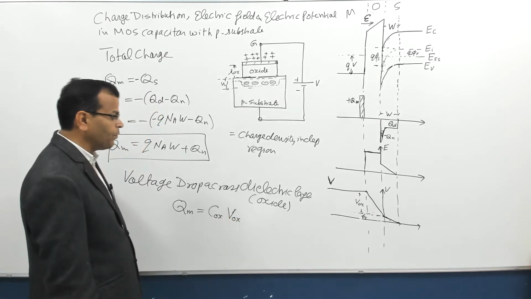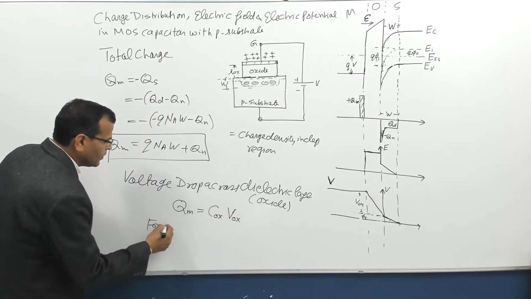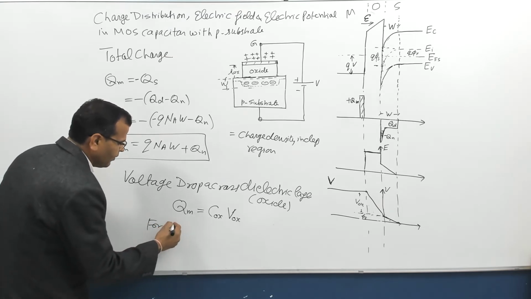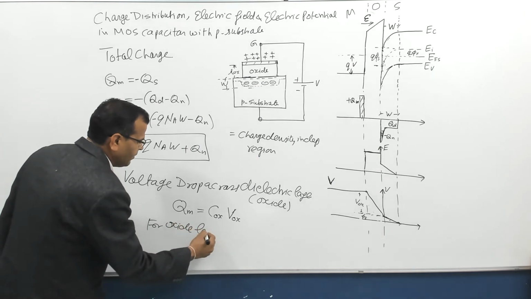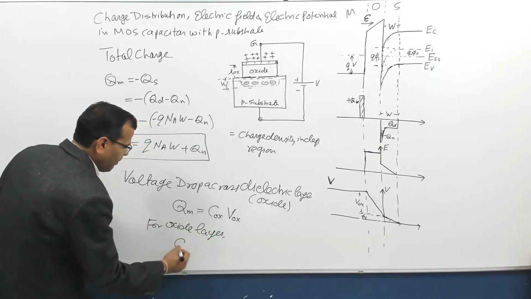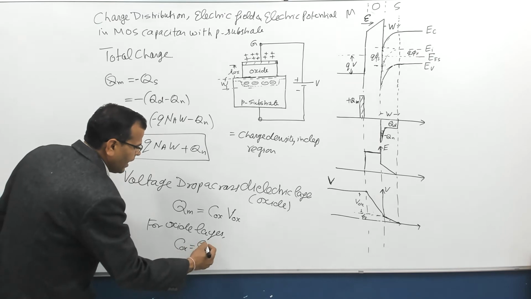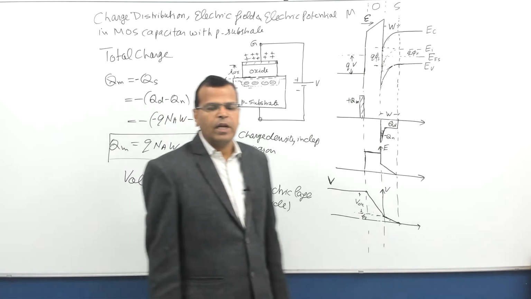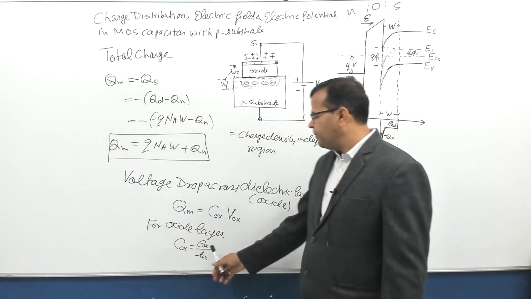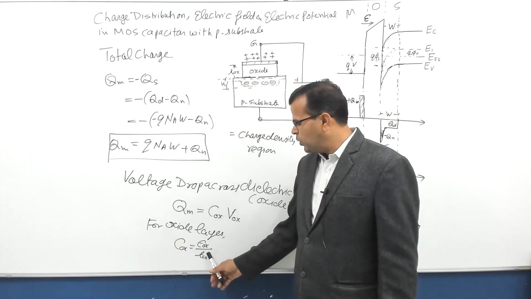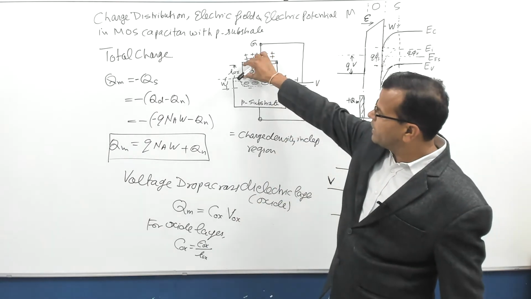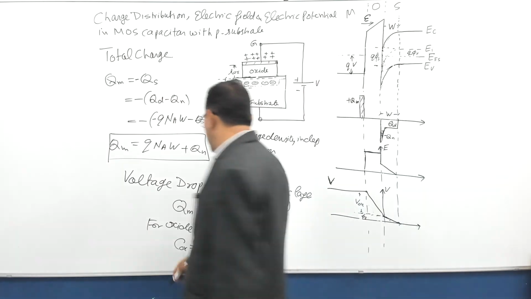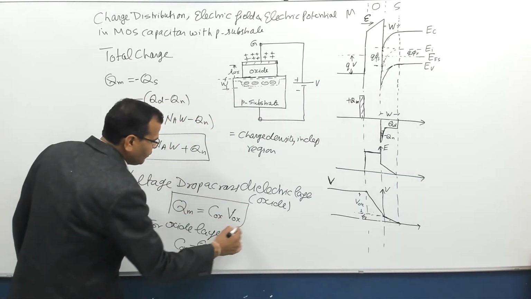That is the relationship. And for the oxide layer, you should remember the expression of the capacitance. COX is given by epsilon OX by TOX, where epsilon OX is the permittivity of the oxide layer, and TOX stands for the thickness of the oxide layer. So this gives the capacitance of the oxide layer. Please do remember this. This is very important.